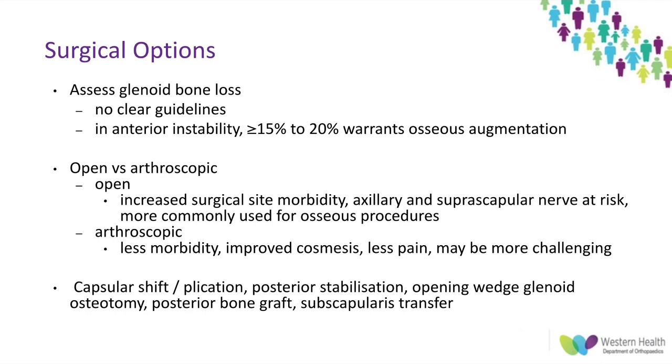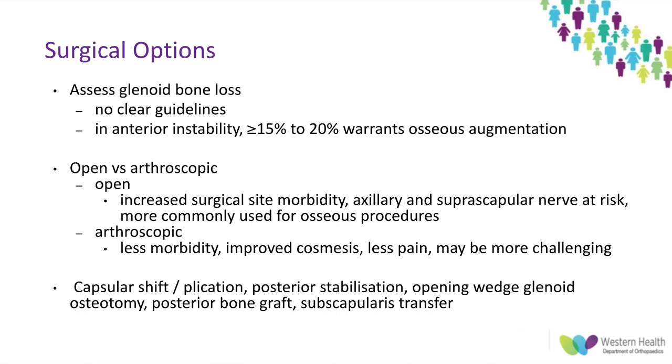Arthroscopically, there's less morbidity, improved cosmesis, and less pain, but it may be more technically challenging. The type of procedure depends on the pathology. Some patients will be suitable for just a capsular shift or plication with sutures. You can do a posterior stabilization and labral repair.